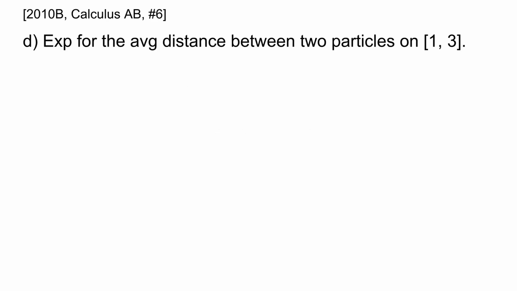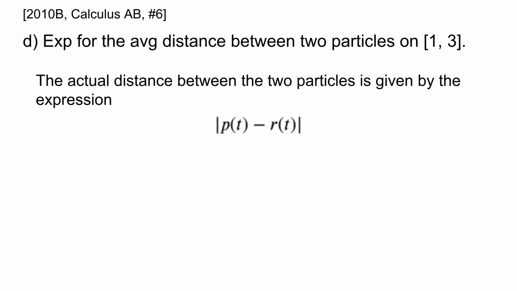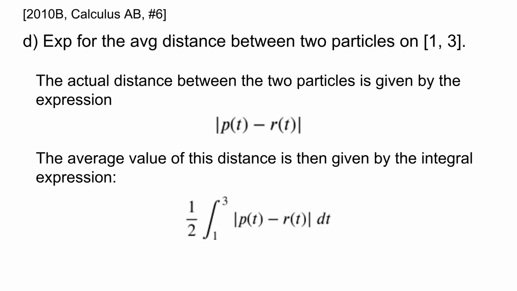In part D of this question, we are asked to find an expression for the average distance between the two particles on the closed interval from 1 to 3. So the actual distance between these two particles at any given time t would be given by the expression the absolute value of p of t minus r of t. So the average value of this distance would then be given by the integral expression 1/2 the integral from 1 to 3 of the absolute value of p of t minus r of t dt.